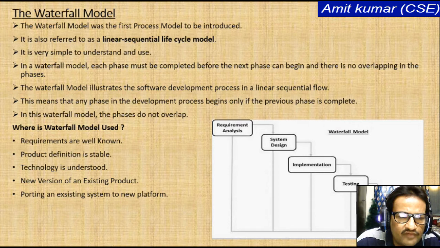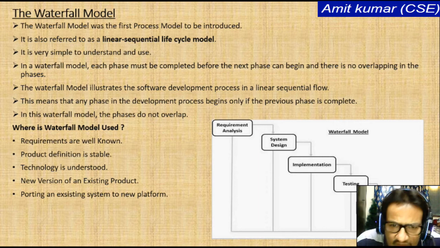There are two different forms of SDLC models. One is the traditional model and the other is the non-traditional model. In the traditional model, the waterfall life cycle model, prototype model, iterative enhancement model and spiral model are discussed. Whereas in the non-traditional model, there are RAD and different agile methods.